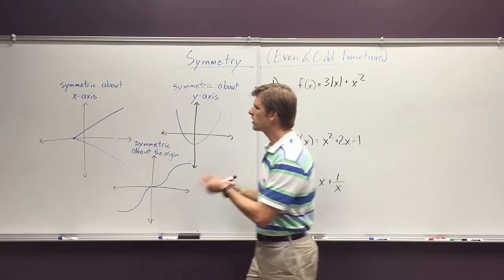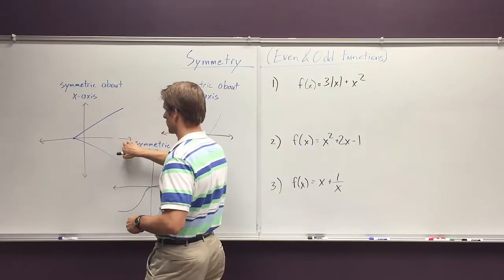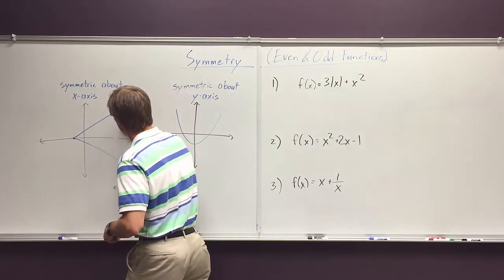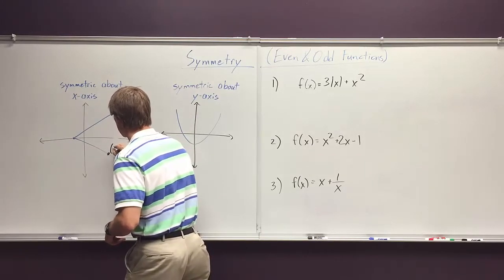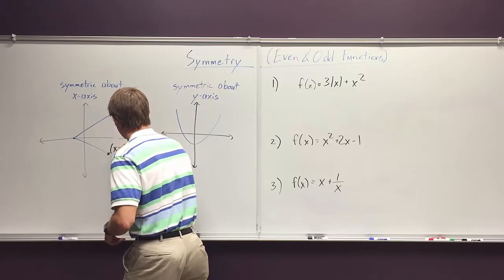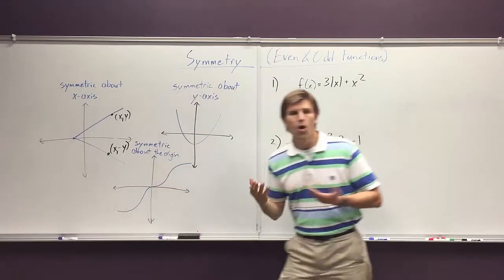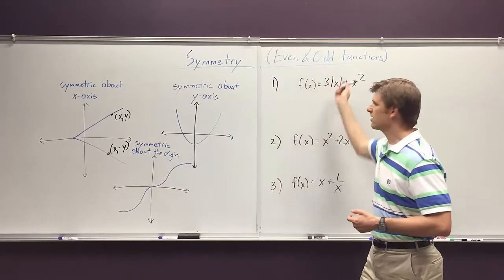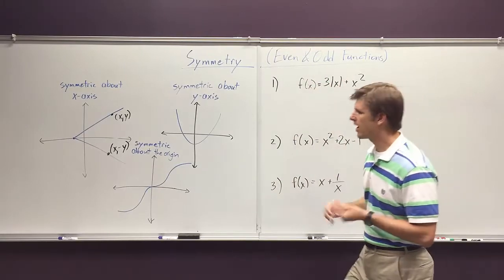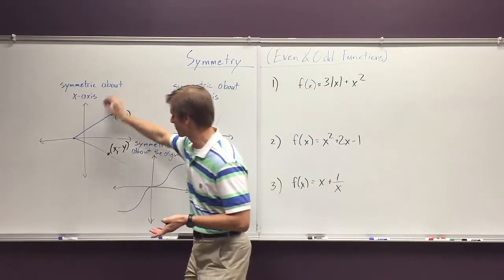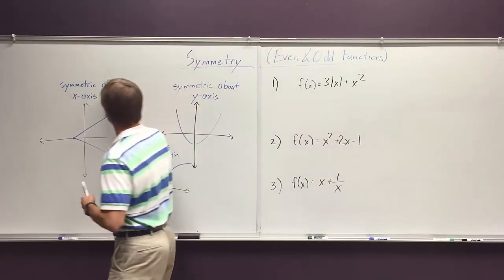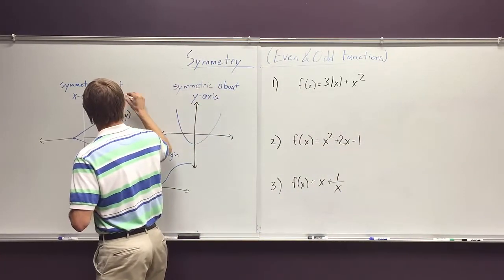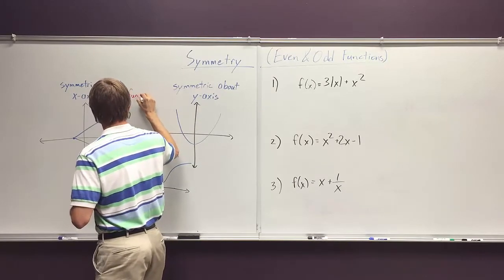So you could actually summarize this with: a point (x, y) is on the graph if and only if the point (x, -y) is on the graph. So why wouldn't that be a candidate for being an even or odd function? Answer, it's not a function. It fails the vertical line test. So you might say something in your notes like "not a function."